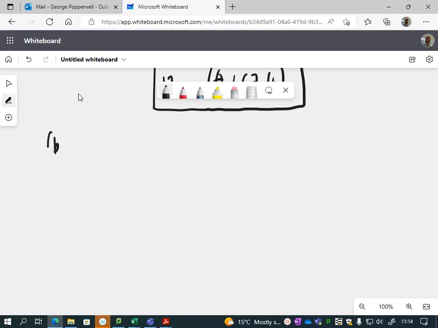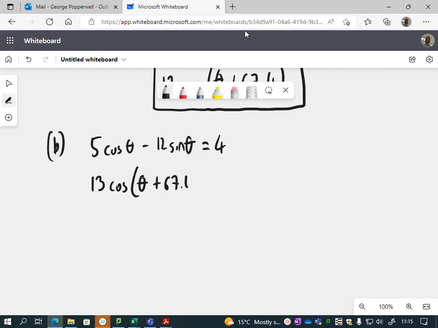Okay, so in part B, I'm just trying to find the question here. In part B, we are asked to solve 5 cos theta minus 12 sine theta is equal to 4. In an exam, they'd probably use the word hence here. They would probably say hence solve this, which would be a huge clue that you're going to use what you've just done in part A to help solve this.